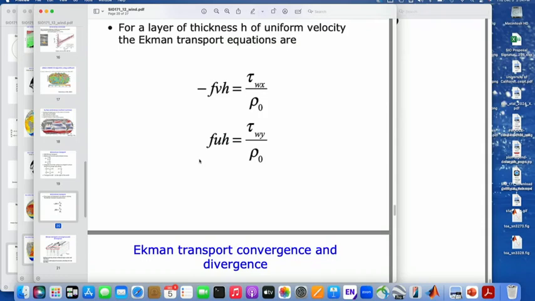I'm going to try super hard not to be tricky about this. There are so many ways to be tricky about this, and that's not my goal. But I do want you to remember what direction it is: to the right of the wind in the northern hemisphere, to the left of the wind in the southern hemisphere. I do want you to know that.